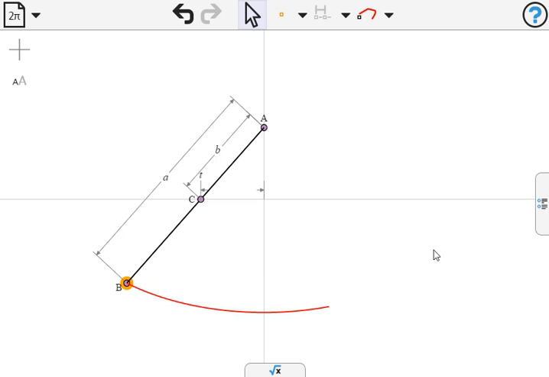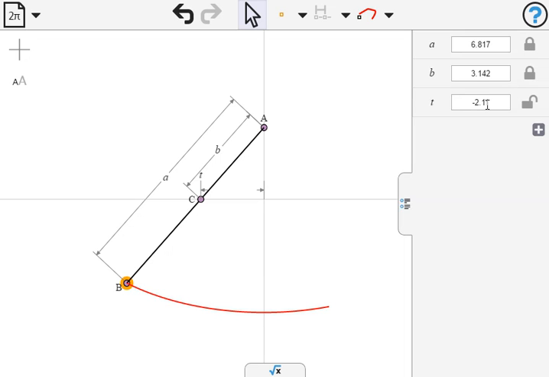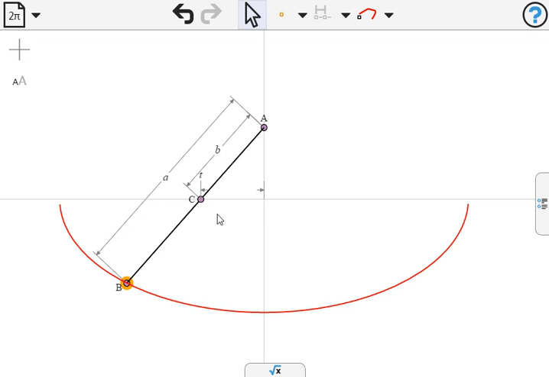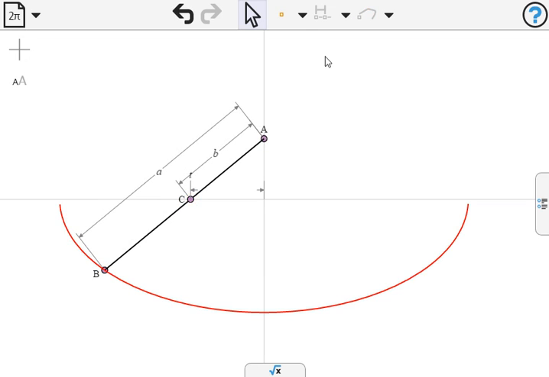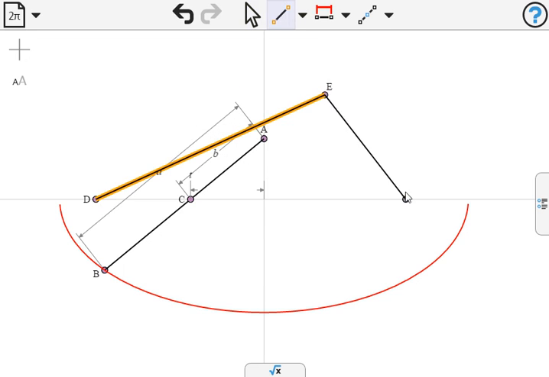Looks like that. We can change the limits on T to get more of the curve. So okay, here's half of my curve. What I'd like to do is create a curve using a piece of string. Here's how I'm going to model that.